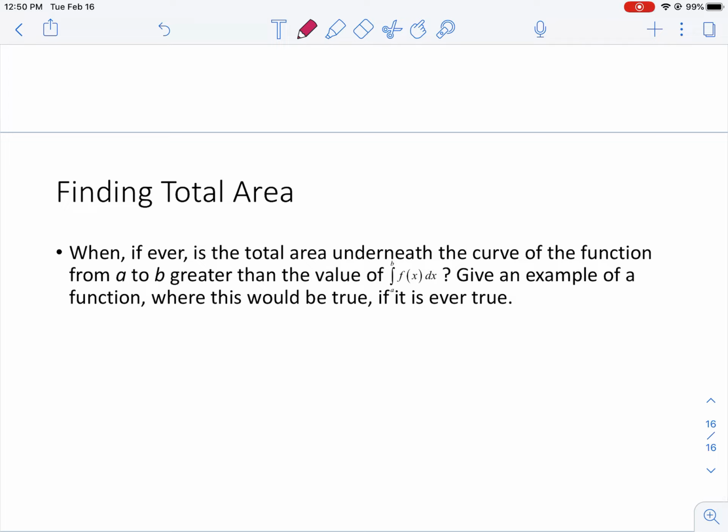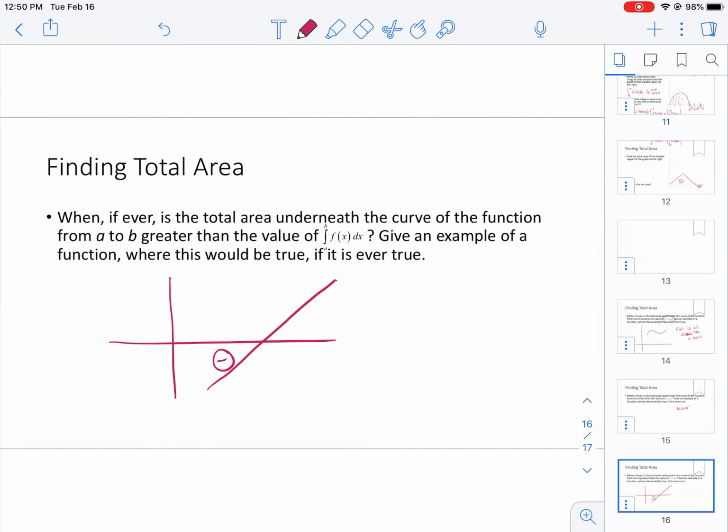When, if ever, is the total area underneath the curve greater than the integral? Well, the total area will be greater if you have some function that goes below the x-axis, because this area here will contribute a negative result to the net area. And so in that case, your total area would be greater than your integral value.